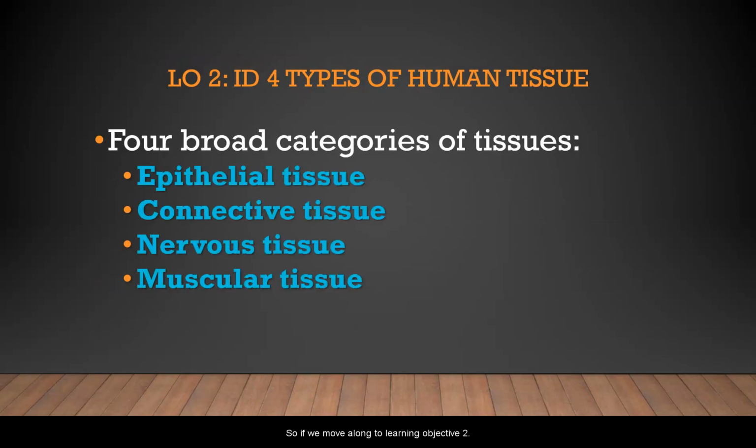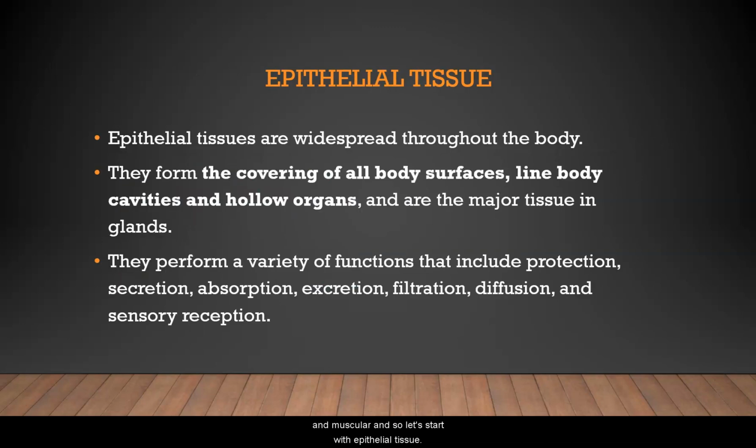So if we move along to learning objective 2, and we talked about the 4 types of human tissue, there are 4 broad categories: epithelial, connective, nervous, and muscular. And so let's start with epithelial tissue. Epithelial tissues are widespread throughout the body. They basically form the covering of all of the body's surfaces, both the internal and external. They line the cavities inside your body and the cavities of hollow organs.